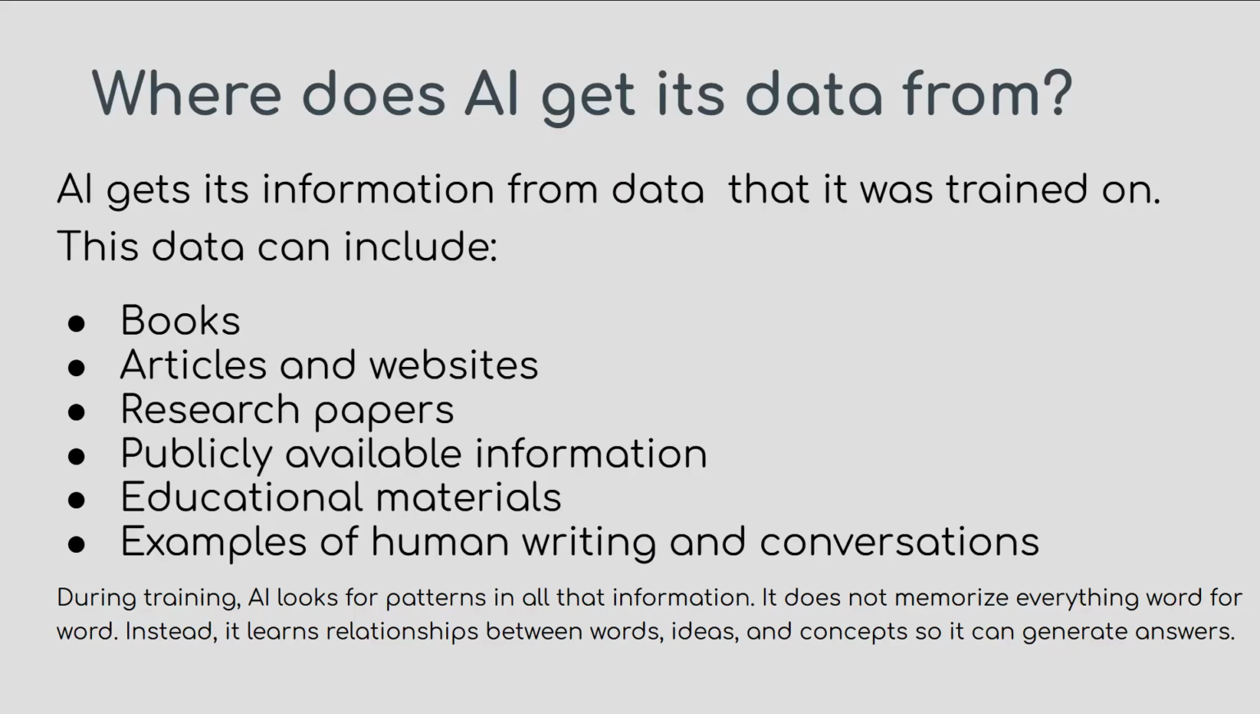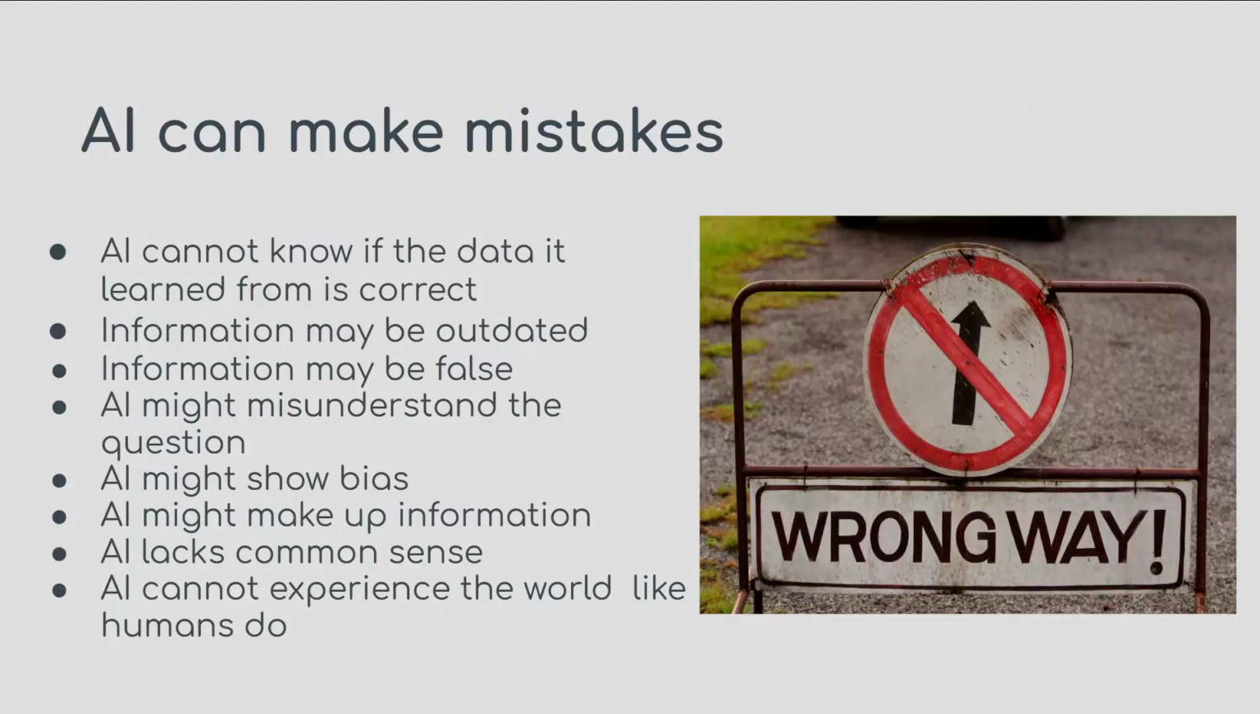Now, during its training, AI looks for patterns in all of the information that it is trained on. Now, it doesn't memorize everything word for word. Instead, it learns relationships between words and ideas and concepts, and it recognizes patterns so that it can generate answers for you. Now, the AIs are trained on different data depending on which AI platform you are using.